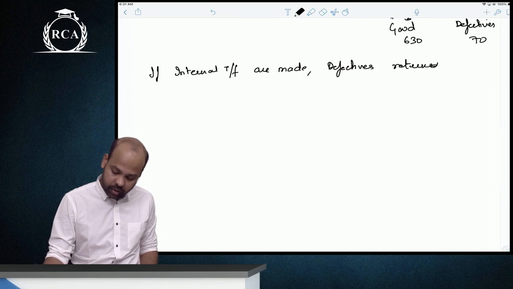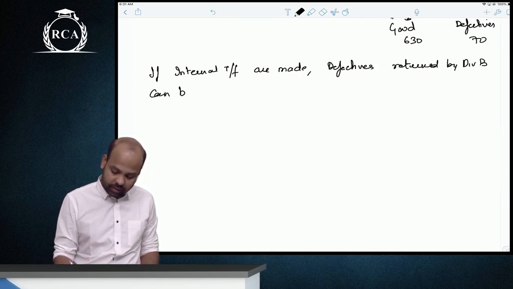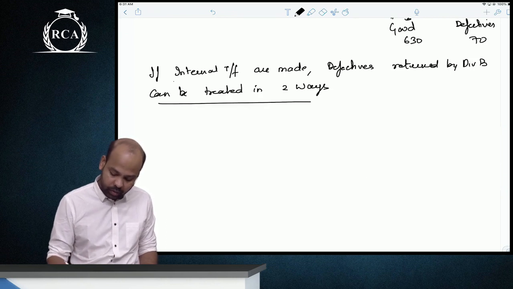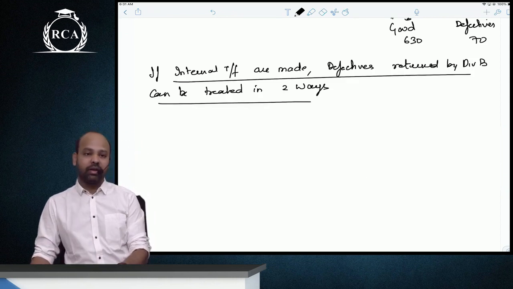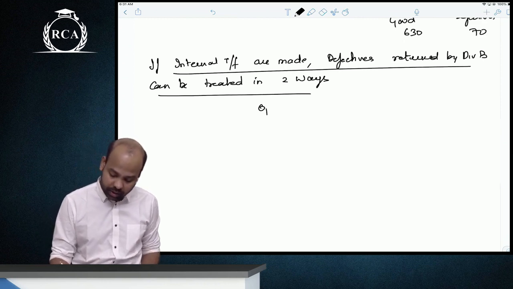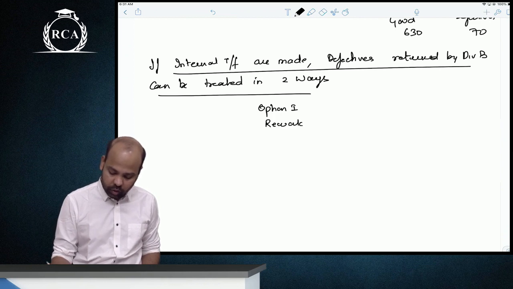by division B can be treated in two ways. What are those two ways as such, guys? The defectives returned by division B can be treated in two ways. Option 1 is to rework them. Option 2 is to simply scrap them.